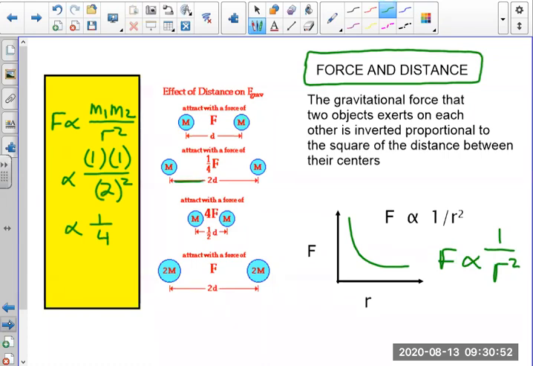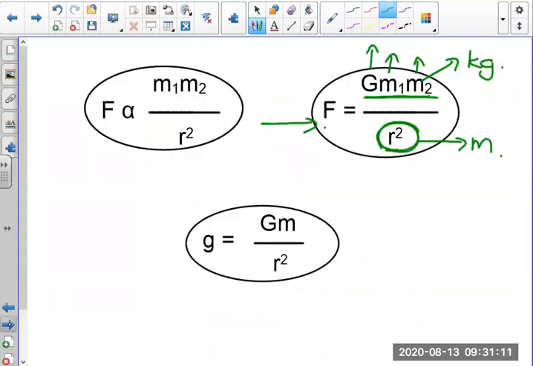If the distance is double, the force is going to be a quarter. If the distance is a half, the force is going to be 4 times greater. If the distance is double and the masses are double, then the force is going to remain the same. So this is the one type of sum that you need to remember that you must use.